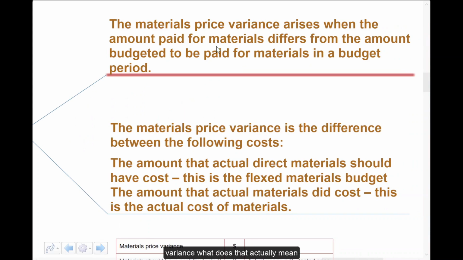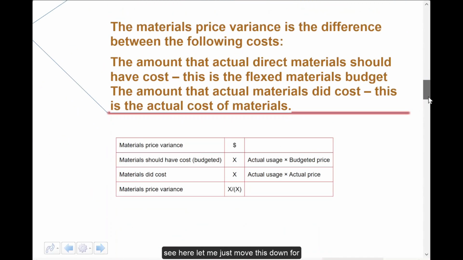So let's think about it. The price variance, what does that actually mean? Well, it arises when the price paid for materials differs from the amount budgeted to be paid for materials in a given budget period. In essence, the material price variance is the difference between two main things: the amount that actual direct materials should have cost, and the amount that actual materials did cost.